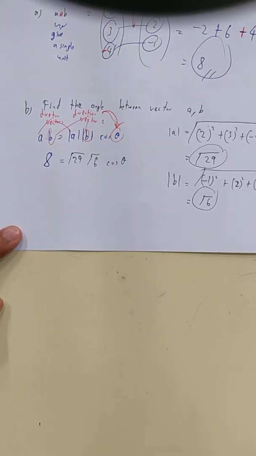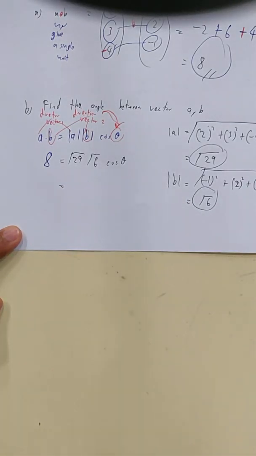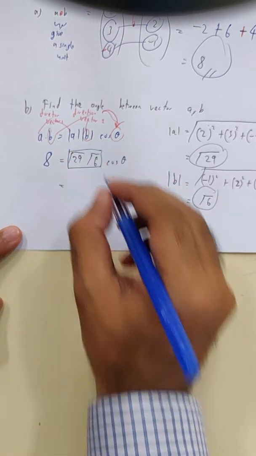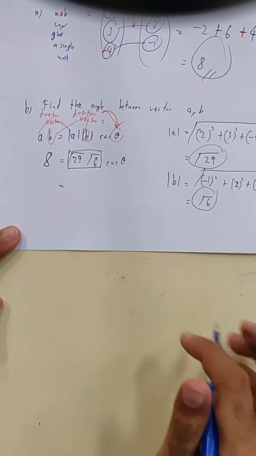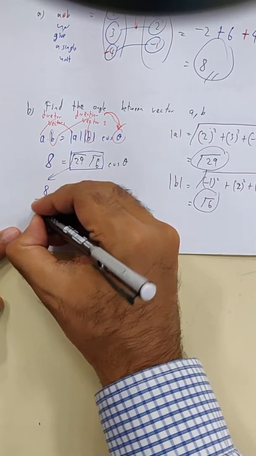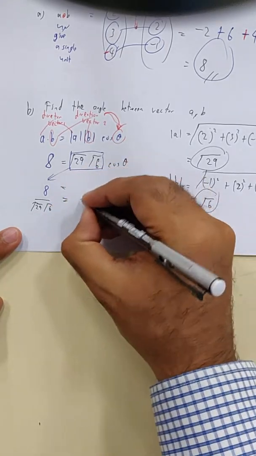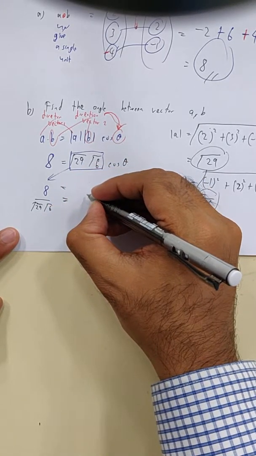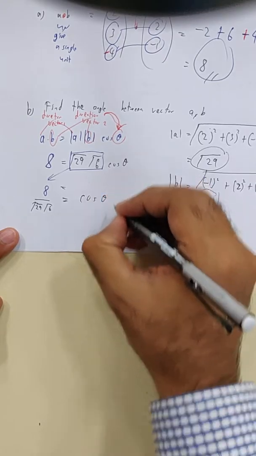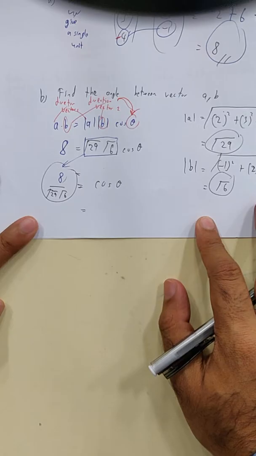What do we want? Theta, right? So what should I do with the 29 and 6? What should I do with this guy? Cross it down there. 8 over square root 29, square root 6, equals cos theta. Okay, press this into your calculator. What do you get?